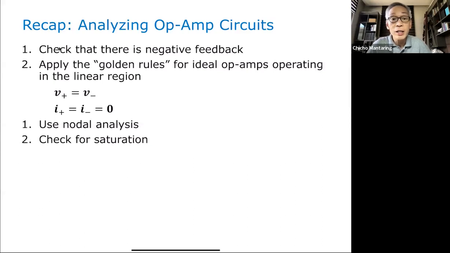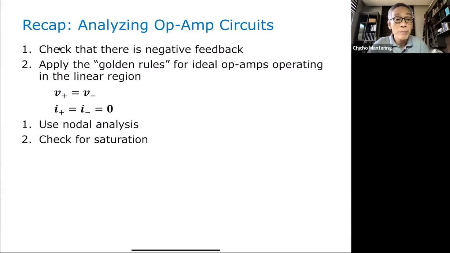First, you check that there is negative feedback. If you will recall, negative feedback is very important because this is what prevents the op amp from immediately saturating. This is what regulates the value of the output voltage so that the op amp does not immediately saturate. Second, you apply the golden rules for ideal op amps operating in the linear region.